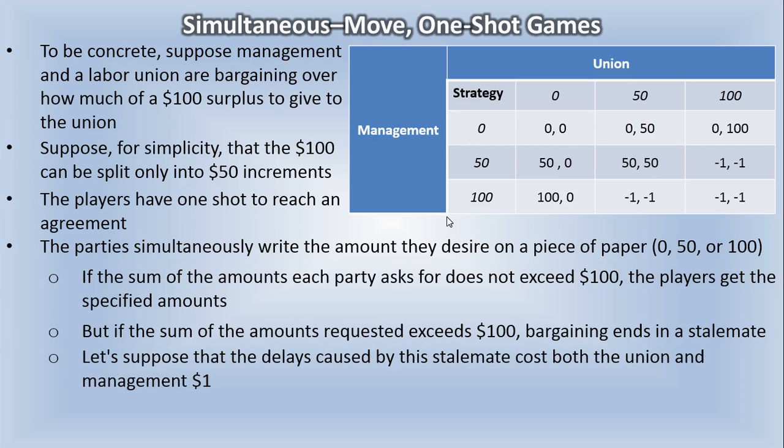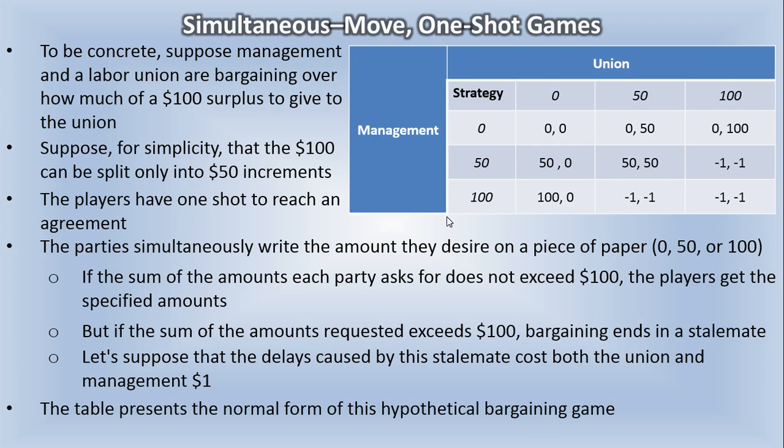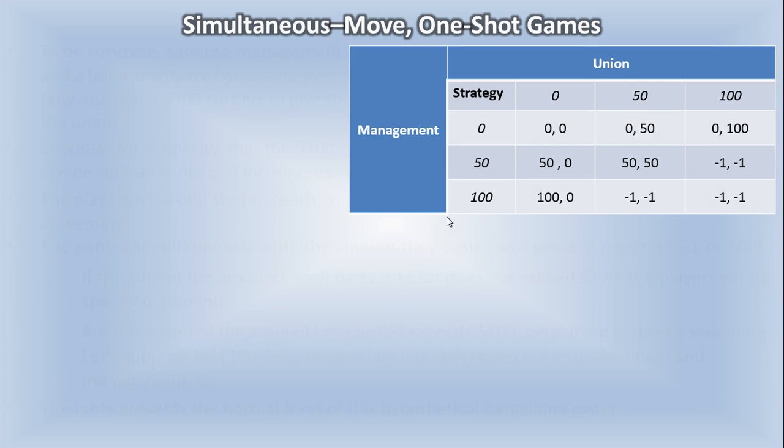So suppose that the delays caused by this stalemate cost both the union and management $1. So again, that's situations where both of them write down how much they would like, and it exceeds the $100 threshold, but they lose time in coming up with it. So that's where the -1 comes from. So the table represents the normal form of this hypothetical bargaining game.